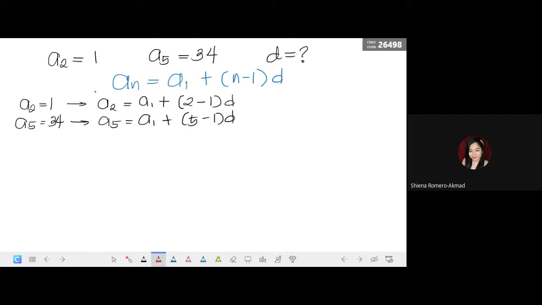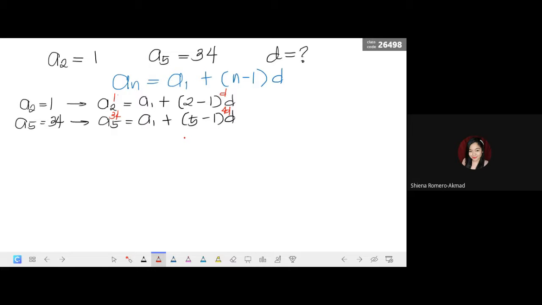Next is we will substitute sa A sub 2 yung value na 1. Si A sub 5, papalitan mo ng value na 34. So, mamaya, ang magiging itsura niyan is 1. Okay? Ito naman, 34. 2 minus 1 is 1. 1 times d is 1d or d na lang. Then this is 5 minus 1, 4. 4 times d is 4d.